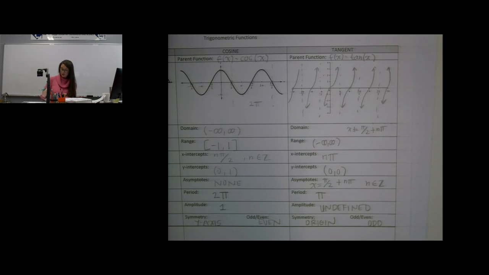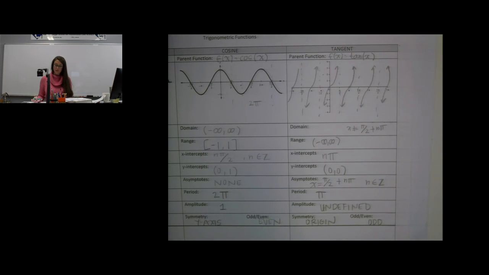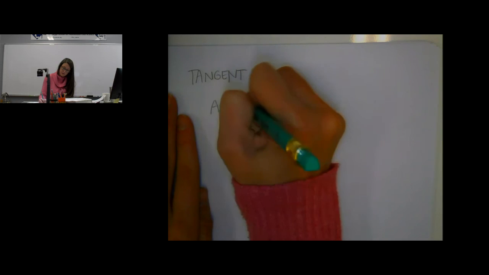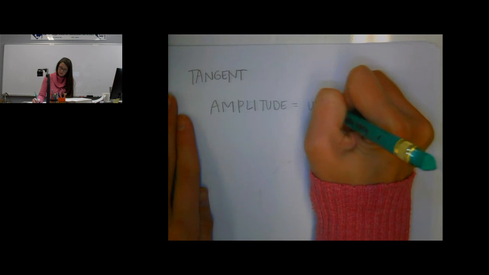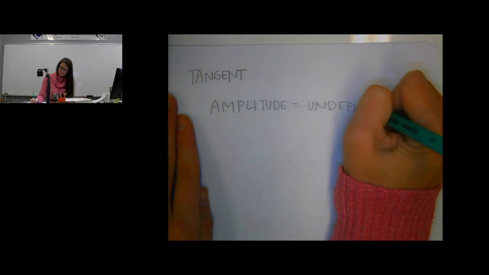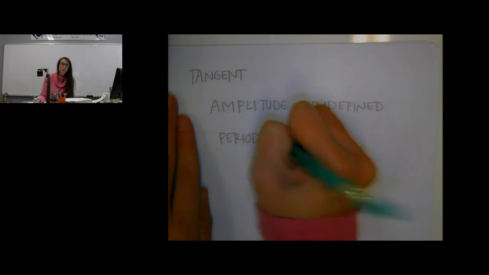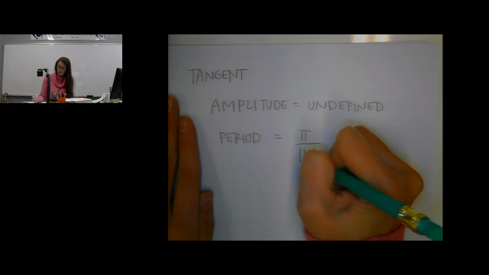So to find the amplitude and or period of tangent, it'll be different than your cosine and sine. So the amplitude, no matter what, amplitude is undefined. Okay, the period is going to be, instead of 2 pi divided by b, it's going to be pi divided by b, or the absolute value of b.